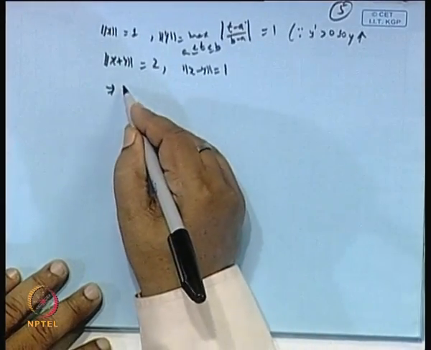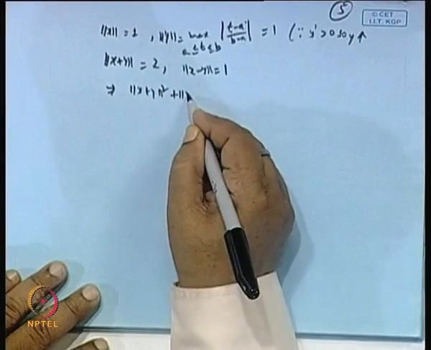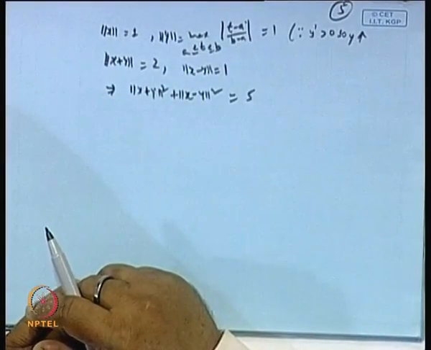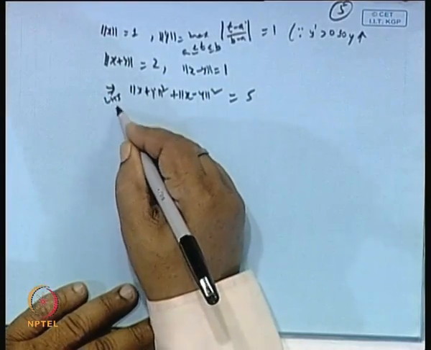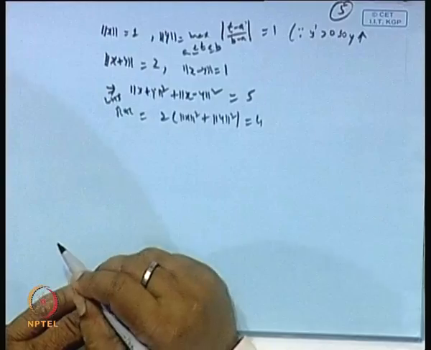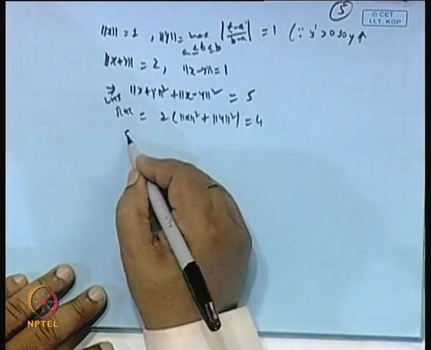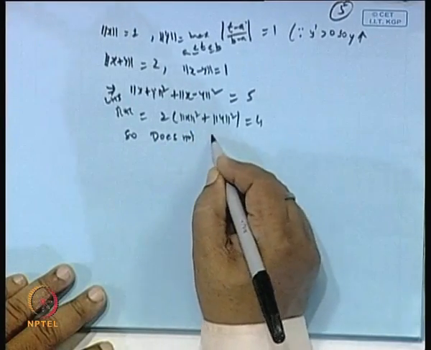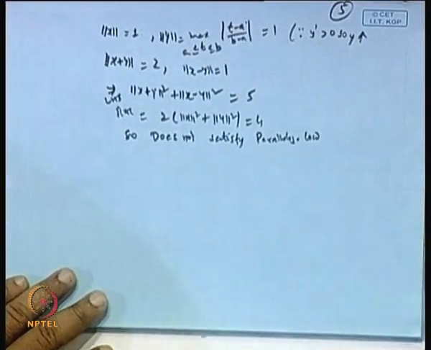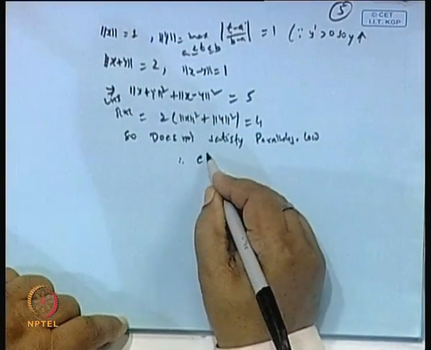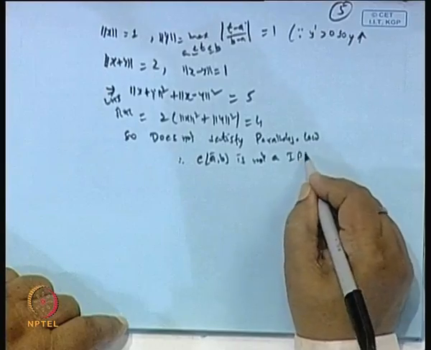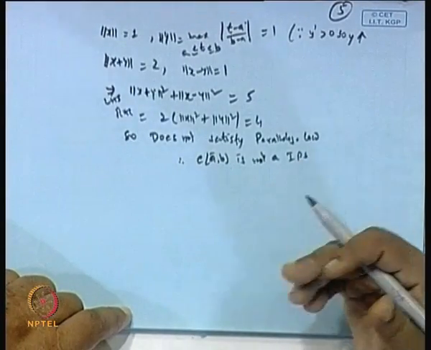So the left hand side is equal to 5, while the right hand side, 2 times norm x square plus norm y square, is equal to only 4. So the parallelogram law is not satisfied. Therefore this is not an inner product space. Though it is a normed space, it is not an inner product space. So this is one of the examples.